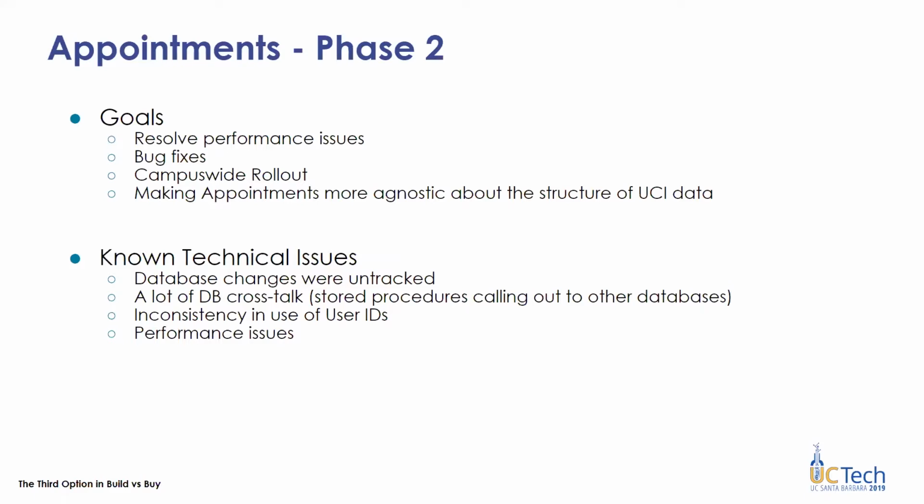So there were also some known technical issues. The database changes were untracked. Database just lived where it lived. There was a lot of DB crosstalk, so stored procedures in the appointment system that were calling out to other databases on our UCI databases to get student data. Inconsistency in use of user IDs, which I'll go into in another slide, and the performance issues that I talked about.